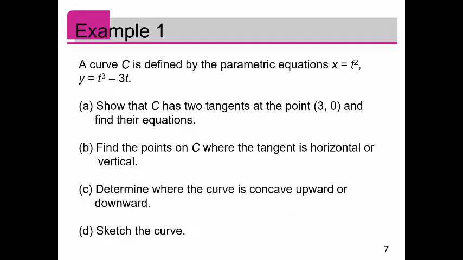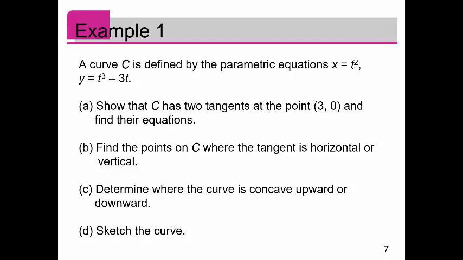All right, so let me walk you through a quick example. You have this curve C defined by the parametric equations x is equal to t squared and y is equal to t cubed minus 3t. Four questions here. Show that C has two tangents at the point (3, 0) and find their equations. From that, find the points on C where the tangent is horizontal and vertical. Determine where the curve is concave upward or concave downward. And then let's sketch the curve.